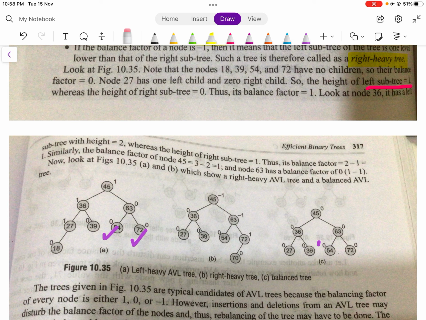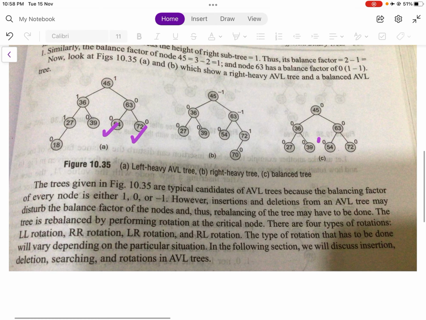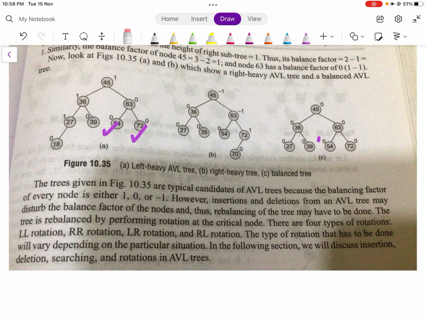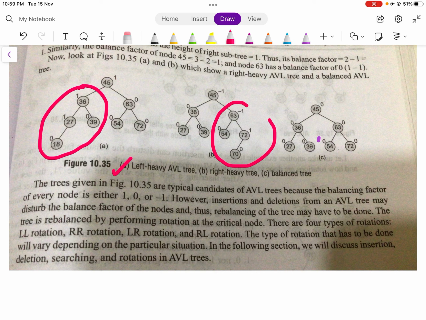Now look at the figures which show a left heavy AVL tree, a right heavy AVL tree and a balanced tree. We will see which one is right heavy, which one is left heavy, and which one is balanced. First, A is a left heavy AVL tree. Why left heavy? Because you can clearly see that the number of nodes in the left subtree is greater than in the right subtree. Second is right heavy because the number of nodes in the right subtree is greater. And next is the balanced tree because there are equal numbers of nodes in the right and the left subtree.